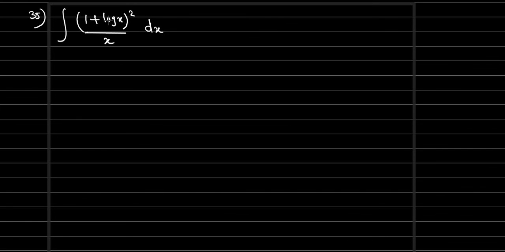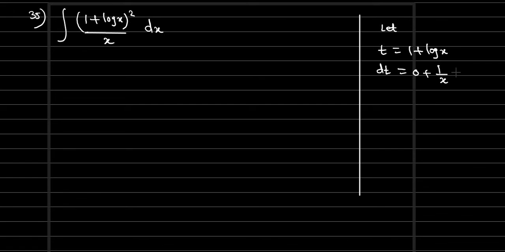1 plus log x differentiation is what? 1 differentiation 0. Log x differentiation 1 by x. So we can see a denominator x over here, right? That is 1 by x we have. So this 1 plus log x we can take it as a t. Let t equal to 1 plus log x. Now dt is 1 differentiation 0, log x differentiation 1 by x, x differentiation dx. So dt is 1 by x dx.